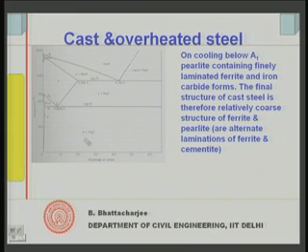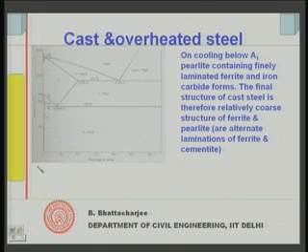It has a finely laminated structure, with alternate laminations of ferrite and cementite. That has the look of a pearl, which is why it is called pearlite. Below 0.85% carbon this pearlite formation would take place. The final structure of the cast steel, therefore, is a relatively coarse structure of ferrite and pearlite.